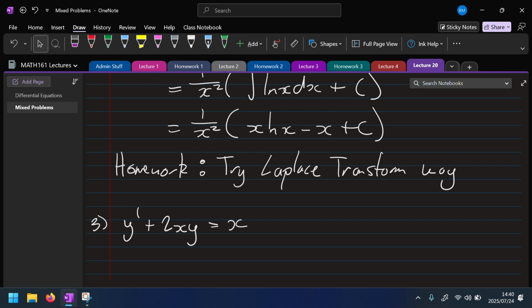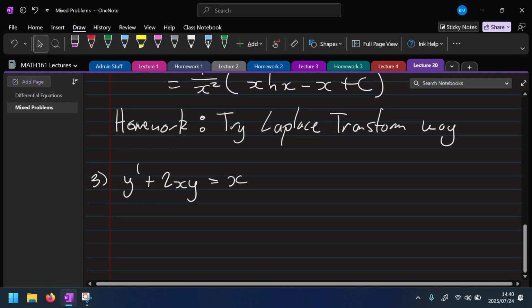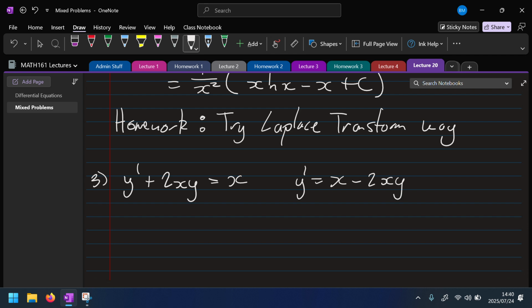Can we use separation of variables? Okay, maybe if I write it like this. Yes, we can, because we can take out the x and then it will be 1 minus 2y. So we can use two methods. You can also use Laplace transform, but I'm not going to do that here. We'll do the two ways.